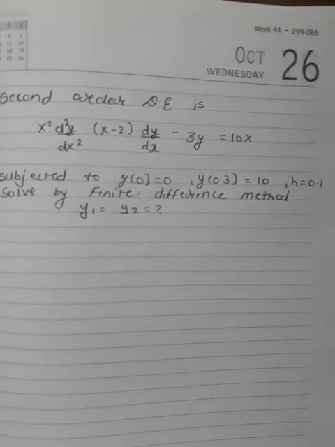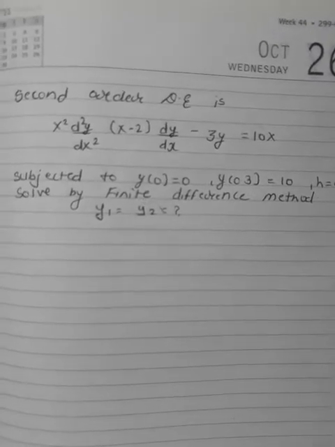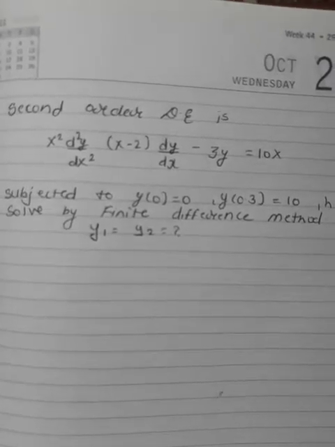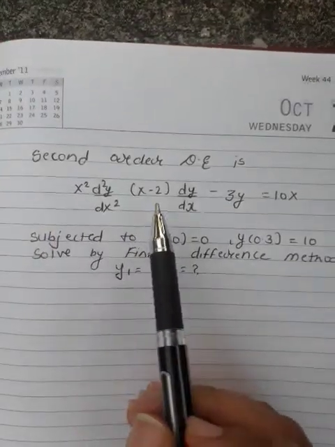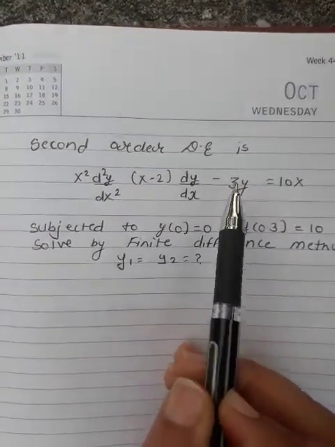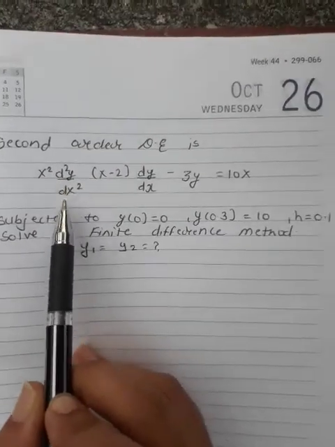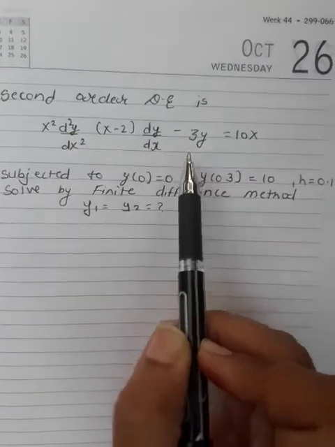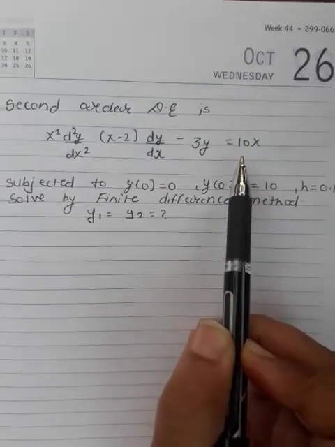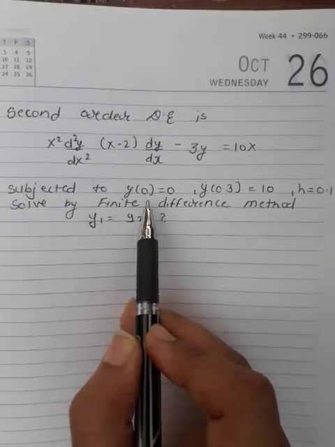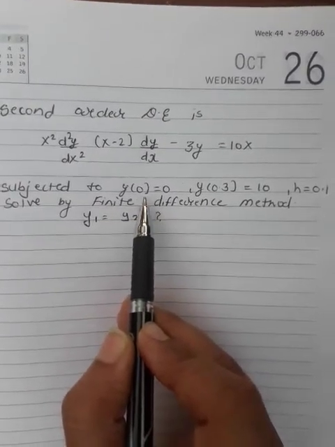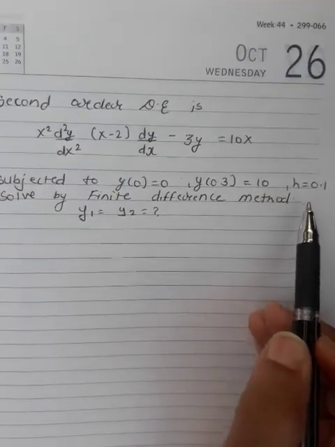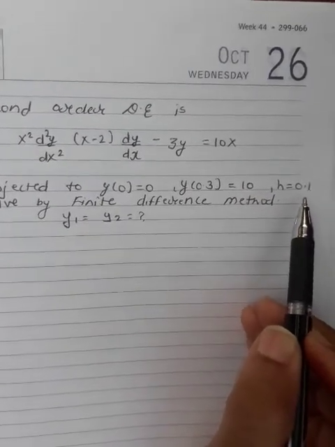In this video, we are going to see how to solve the numerical by using a finite difference method. So here is the numerical. So what is given here? The second order differential equation is x square d2y by dx square minus 2 x dy by dx minus 3y equal to 10x, subjected to y(0) equal to 0 and y(0.3) is equal to 10. h is given to you, that is 0.1.